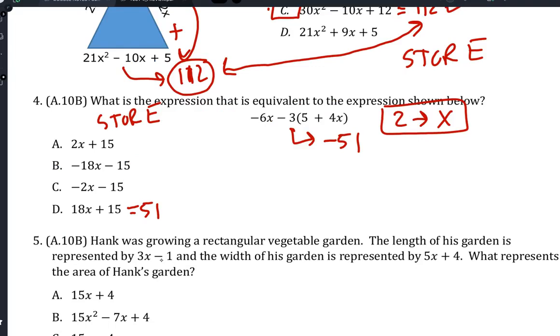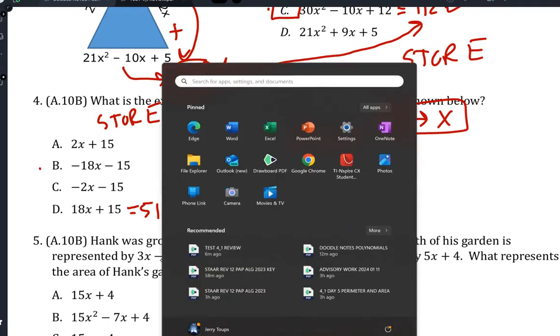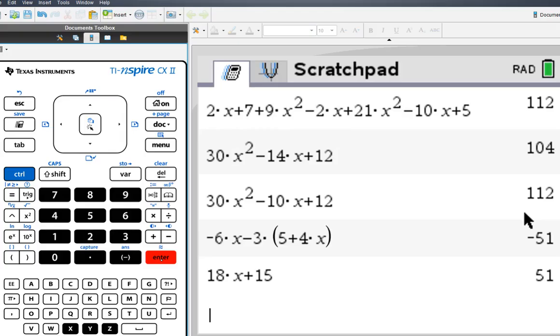Now that I'm going to keep trying, I'm going to go through and get the answer real quick. Negative 12, it needs a negative 18x. Let's try B. So we're going to go through and try B now. Let me get the calculator.